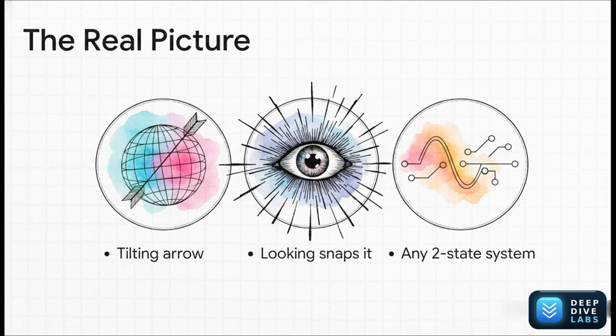Number 1, a qubit is a tilting arrow representing a fluid blend of possibilities. Number 2, looking at it violently breaks the spell, forcing it into a plain 0 or 1 based on the odds set by the tilt. And number 3, any two-state system in nature can be dressed up to play this part.